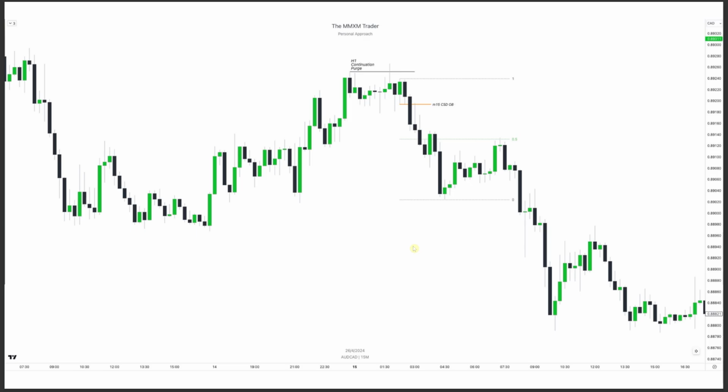So we focused on that 1-hour continuation purge, and then we can look for that 15-minute change in the state of delivery order block. So over here, we raid the buy stops, right, accumulating buy stops, and now we want to pair those up with sell stops on the lower part of the range. Then we wait for a change in the state of delivery. So we wait for that up close candle to form and trade below it. So now we have a bearish order block.